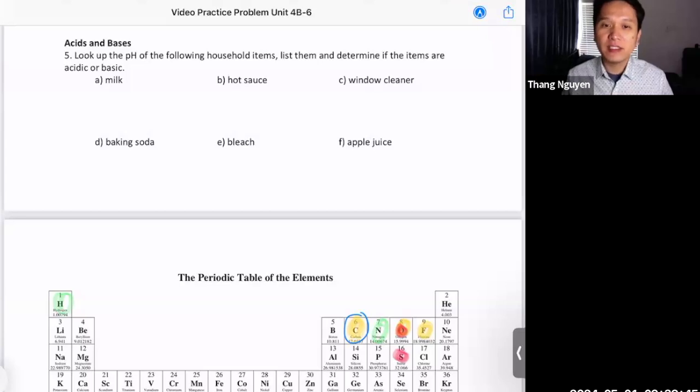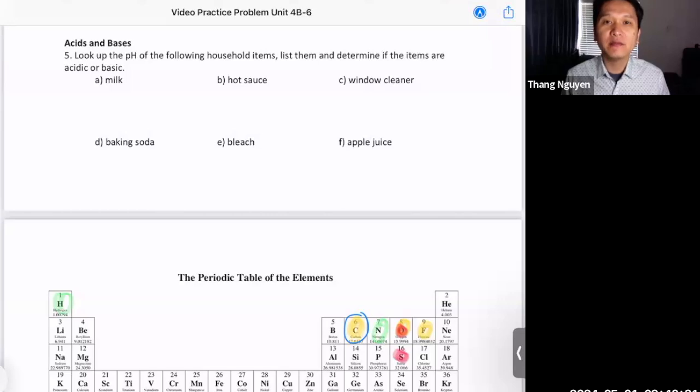So in this problem, it says to look up the pH of the following household items, list them, and determine if the items are acidic or basic. Knowing that pH 7 is neutral, anything below pH 7 we consider acid, above 7 we consider basic. So the farther away from 7, the more acidic or the more basic it is. If you just do a simple Google search or some kind of internet search, or even a textbook search, you can do that. But the simplest is to go on the internet and just search it.